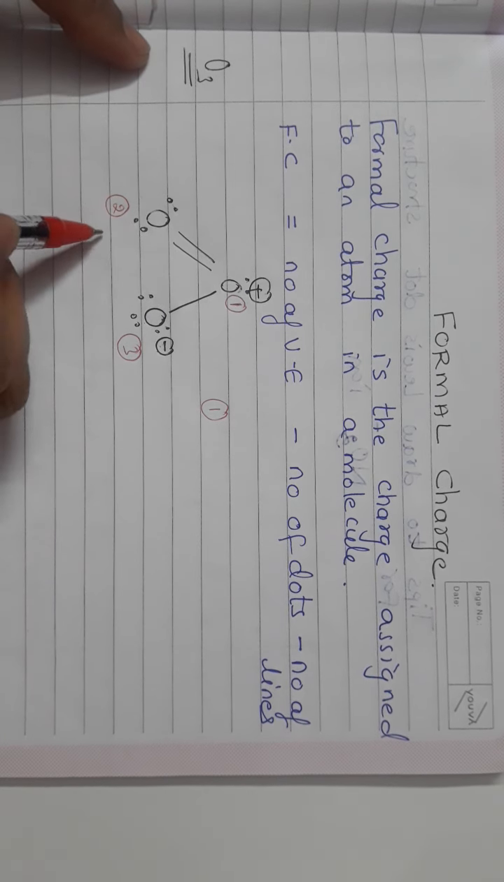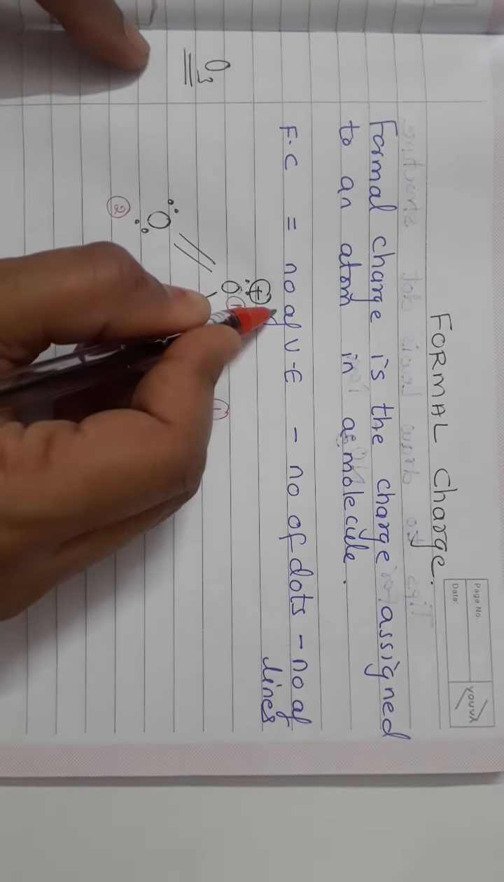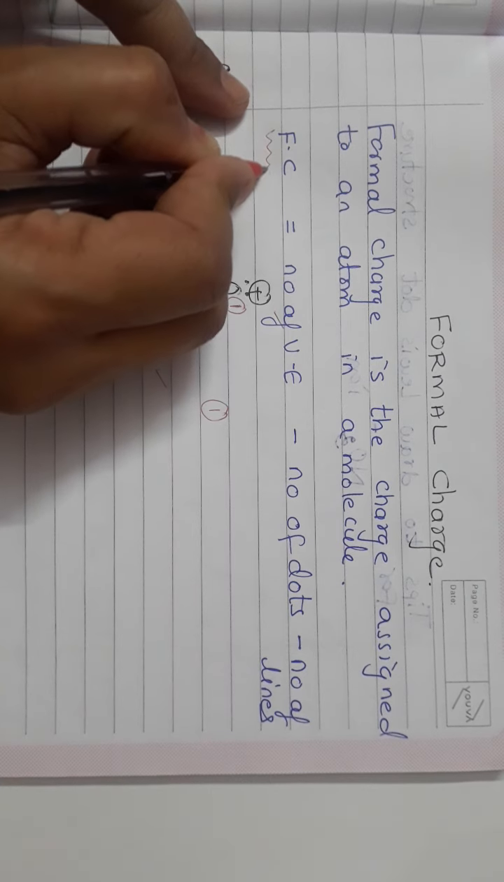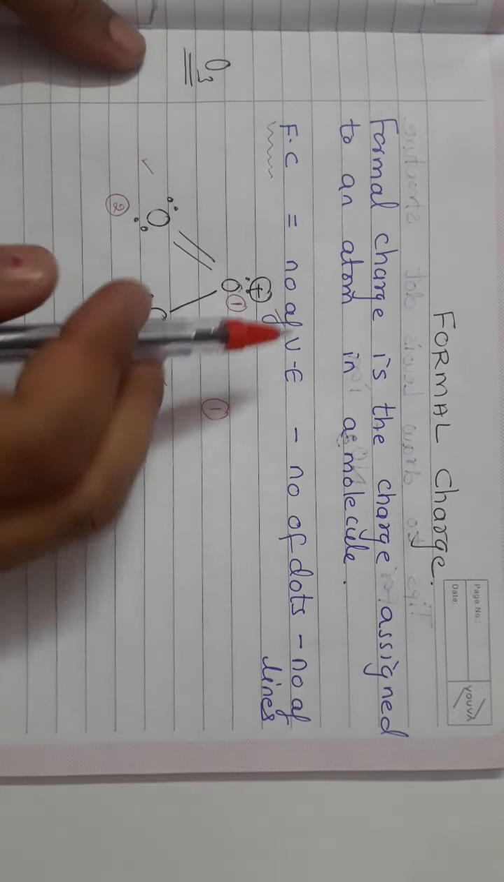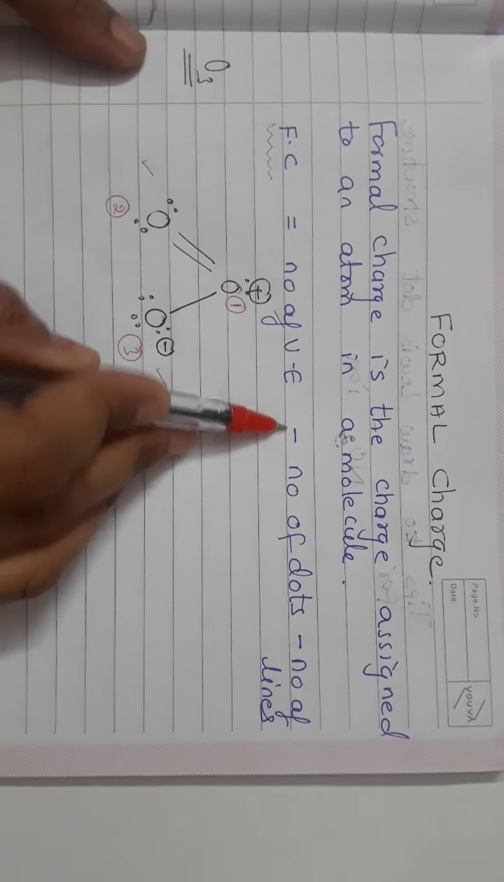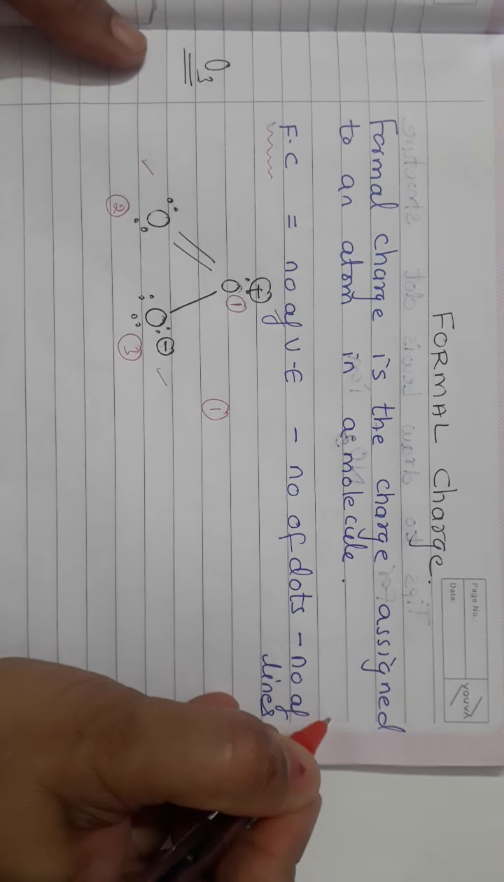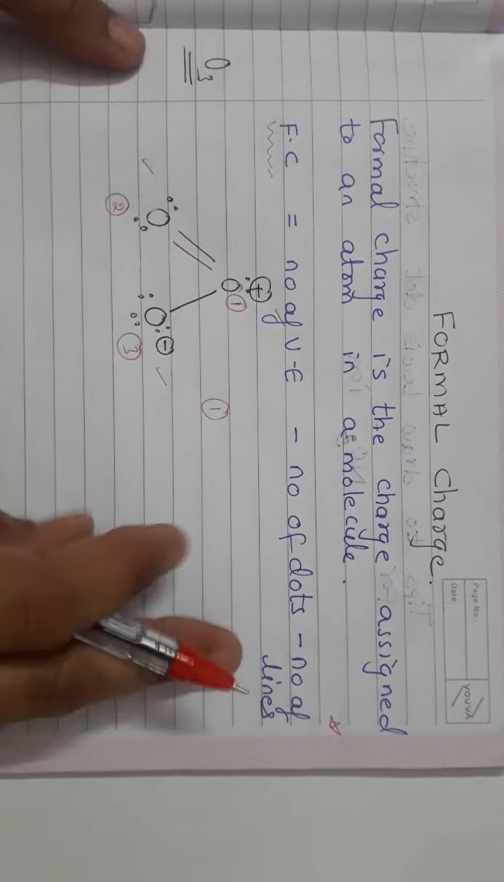So, we are going to study how we came to know this plus charge came, how we came to know minus charge, and how we came to know zero is there. So this is the formula to calculate the formal charge: number of valence electrons minus number of dots minus number of lines. This is a simple formula which I have written.